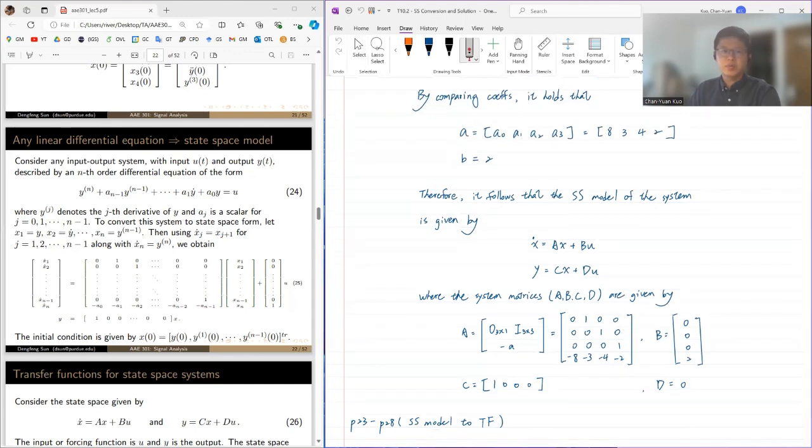Then we can apply the result we have obtained previously to get the system matrices A, B, C, D for the state space model of the system shown here.